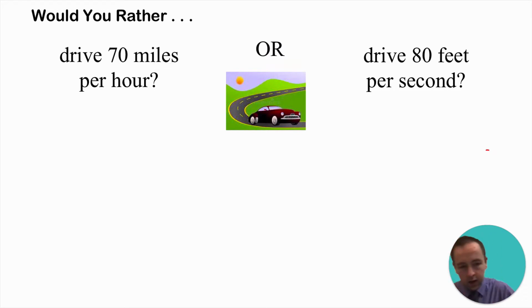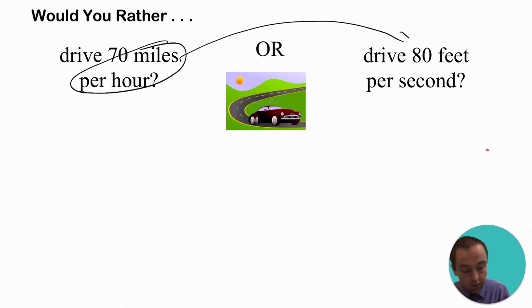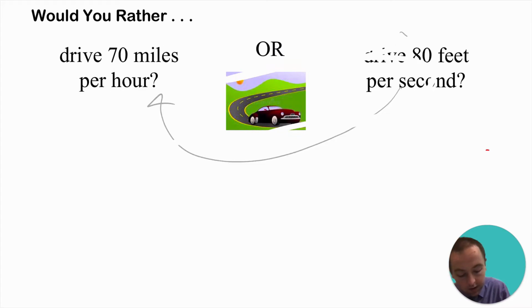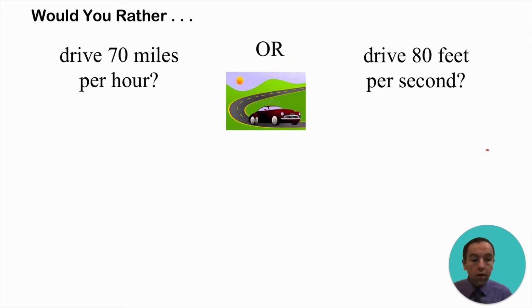So ultimately, if we want to try to solve this problem, we're going to want to compare these. And to compare these, you're going to want to probably convert the miles per hour into feet per second, or you can go the other way as well and convert 80 feet per second to see how fast that is in terms of miles per hour. And we can do that exactly using the technique of unit analysis.